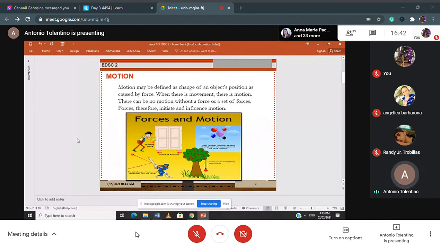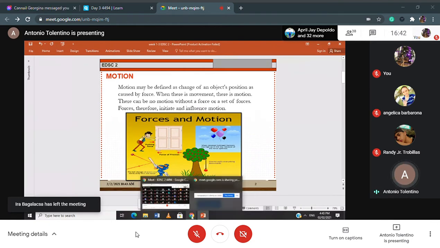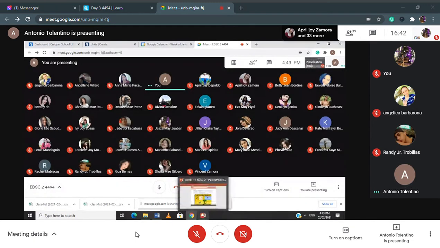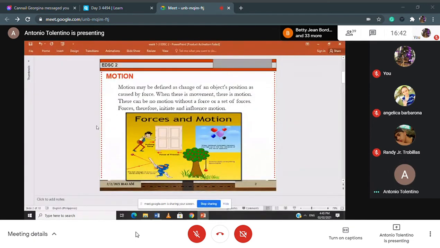There can be no motion without a force or a set of forces. Forces therefore initiate motion. So if there is no force, there will be no motion. For example, an apple falls because of gravitational force, and its movement is downward. Remember, motion can be upward, downward, forward, backwards. These are examples of that.